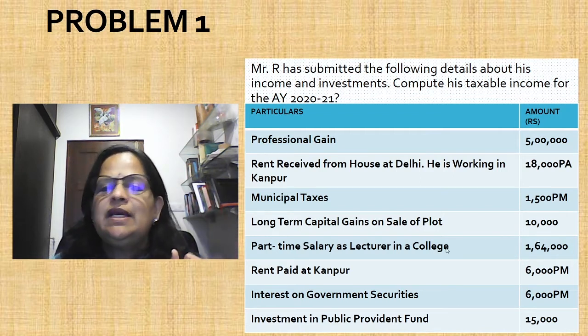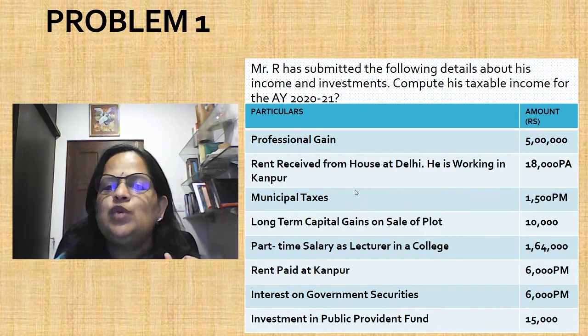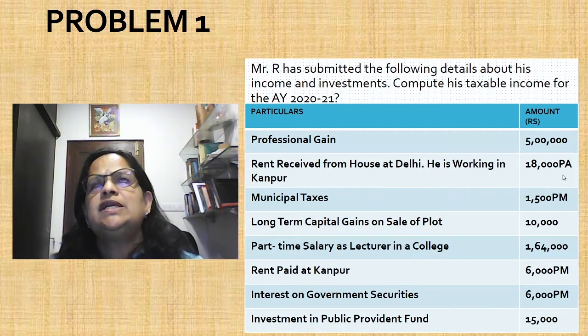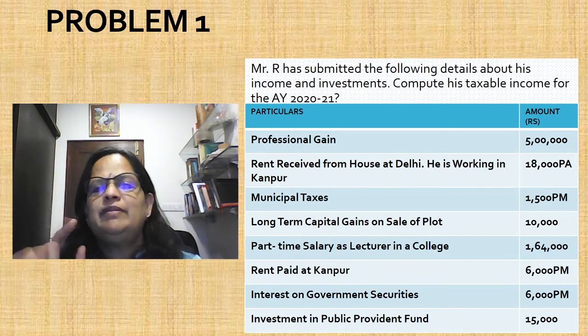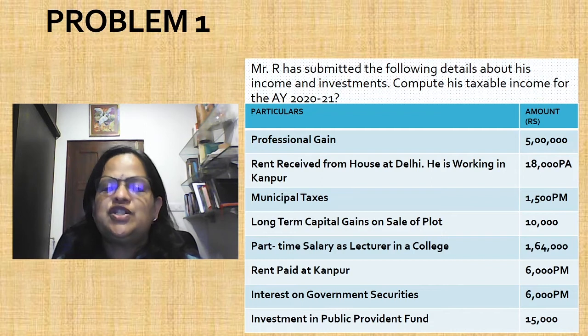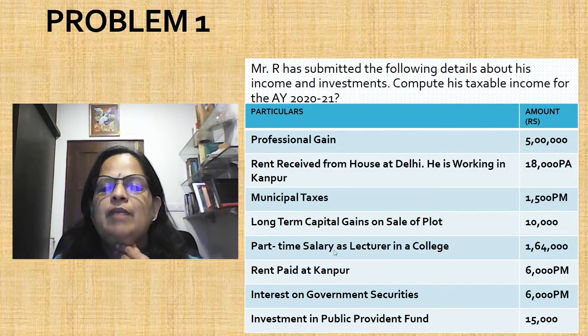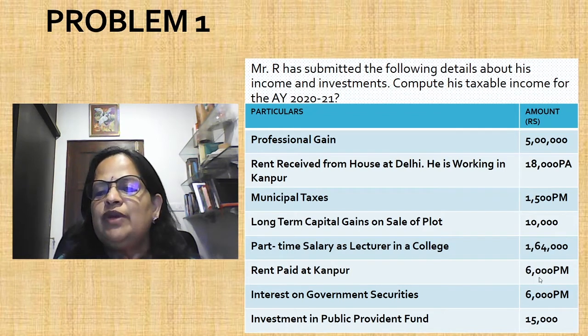Now, rent received from the house in Delhi, he is working in Kanpur. The Delhi let-out house property is 18,000 per annum. It can be in the name of his parents or anything like that. It's not in his name. Then only he can claim the 80GG deduction. Municipal taxes are 1,500. Long-term capital gains on sale of plot, 10,000. This we have to adjust with the adjusted gross total income also. Part-time salary as lecturer in a college will go under salary income. Rent paid at Kanpur is what we are going to adjust.